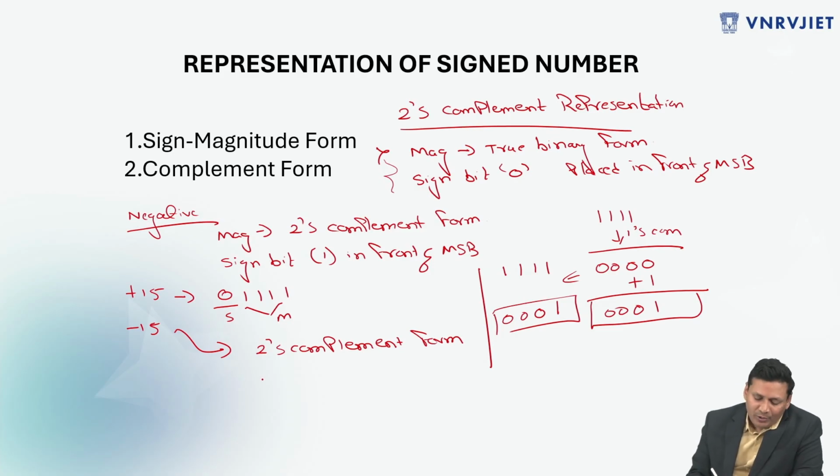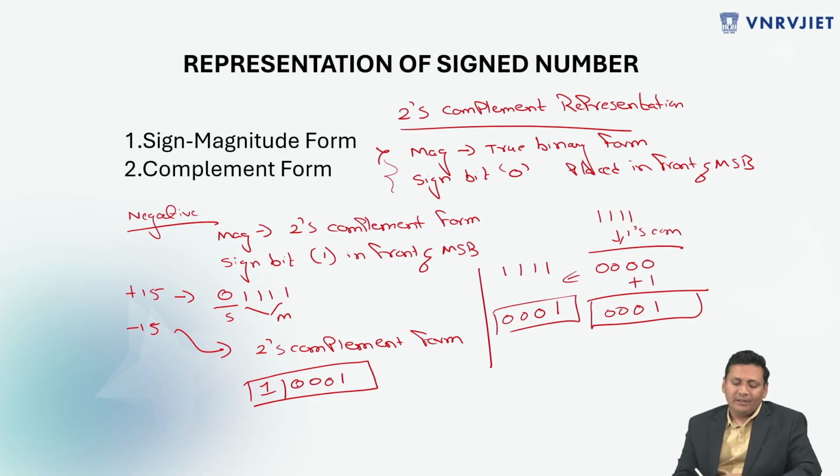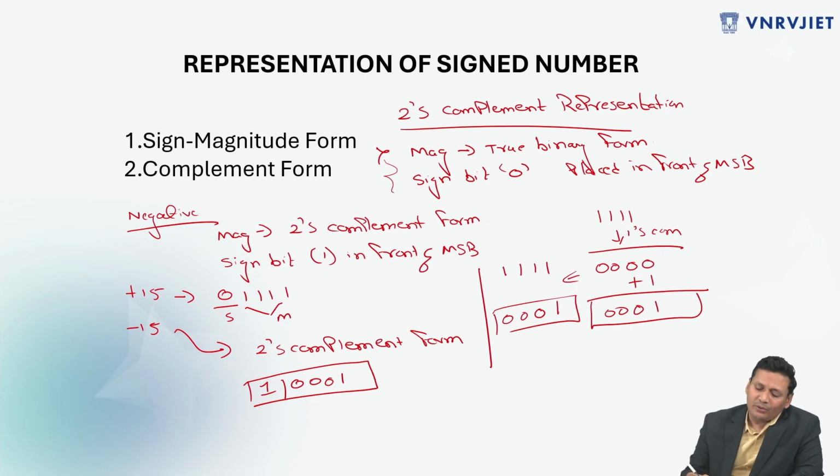So minus 15 will be represented by, what will be the magnitude? 0, 0, 0, 1. And what will be the sign? Minus means 1. So this is how we represent a negative number in the two's complement method. 1 is the sign, 0, 0, 0, 1 is the magnitude.